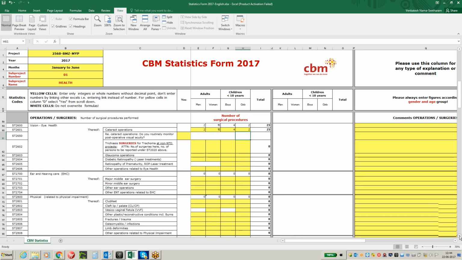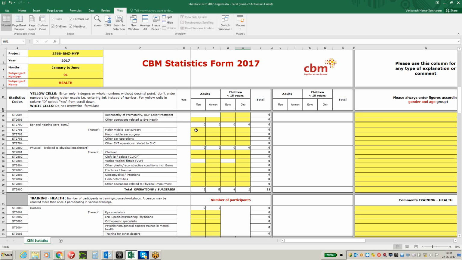So the same logic applies to hearing and hearing care, and also physical. For example, there might be 25 mid-ear surgeries done and 20 ear operations for boys done, so there are 45 ENT surgeries. In that, how many are for men and how many for boys? This breakup should be available with them because they'll be doing the surgeries and they know how many men. This is not a new thing.